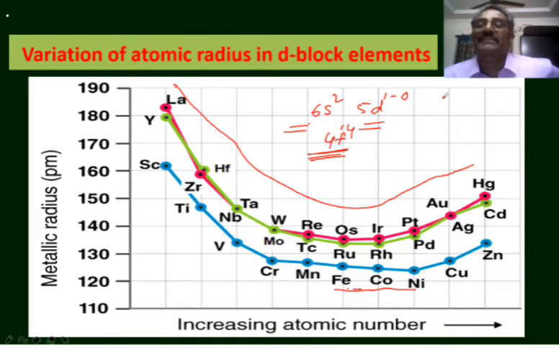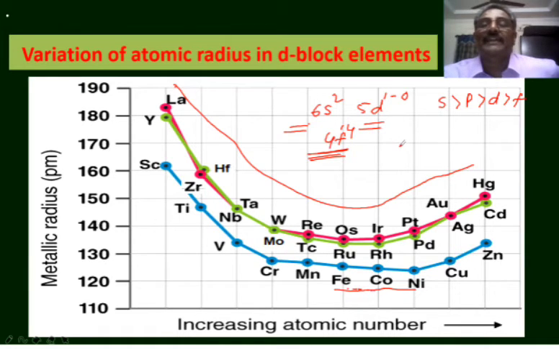So the order of screening effect will be s electron is more than p electron, p electron is more than d electron, and d electron is more than f electron. So f electrons are not able to screen the outer electron effectively. Here the screening effect is less, but the increase in the nuclear charge is more. That means the screening effect cannot nullify the increase in nuclear charge. As a result, the atomic radius gradually decreases in the case of the 4F series. This effect is known as lanthanide contraction.